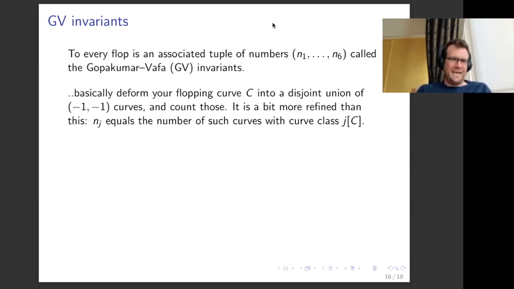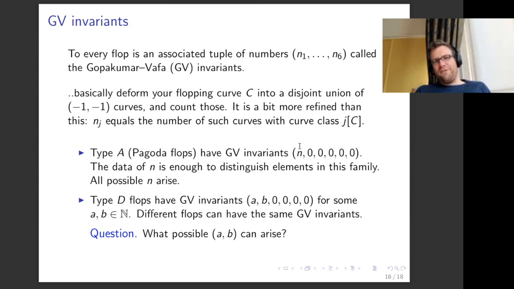In type A, the Gopakumar-Vafa invariants are precisely this N that appeared in Bakoda, and all the rest are zeros. This data N is enough to distinguish elements in the family, and all possible N can arise. In type D, it's more complicated. The GV invariants are A and B, and the rest are zero. This type D just means the first two are non-zero. And different flops can have different curve counting invariants. Okay, we'll be talking about that later.